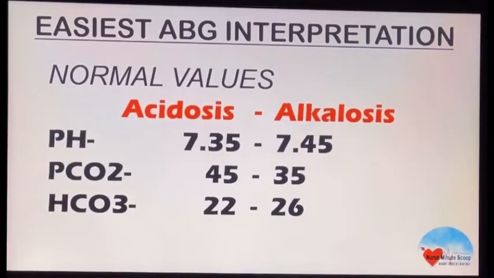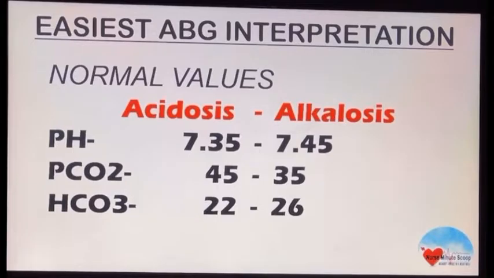Let's begin. The easiest ABG interpretation. So first off, we have to know our normal values. For pH, 7.35 to 7.45. For PCO2, it's 45 to 35, and for HCO3, it's 22 to 26. So this is pretty much black and white. You have to know it to understand and in order to answer our ABGs.